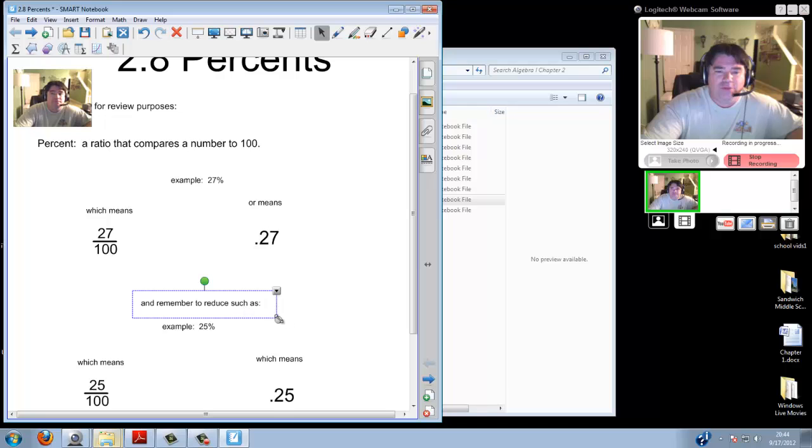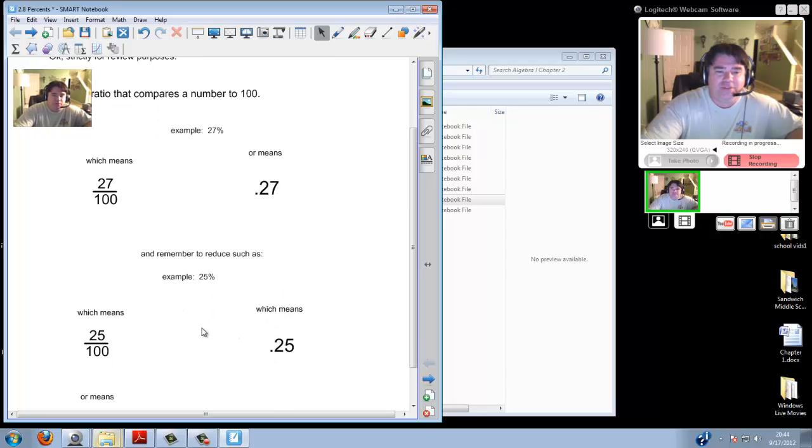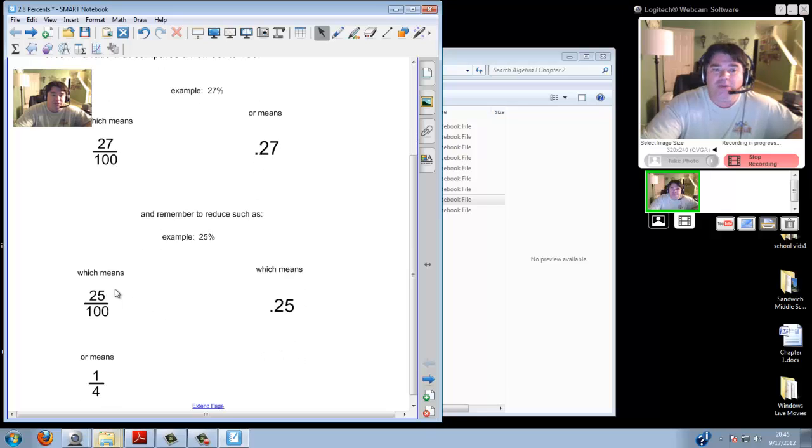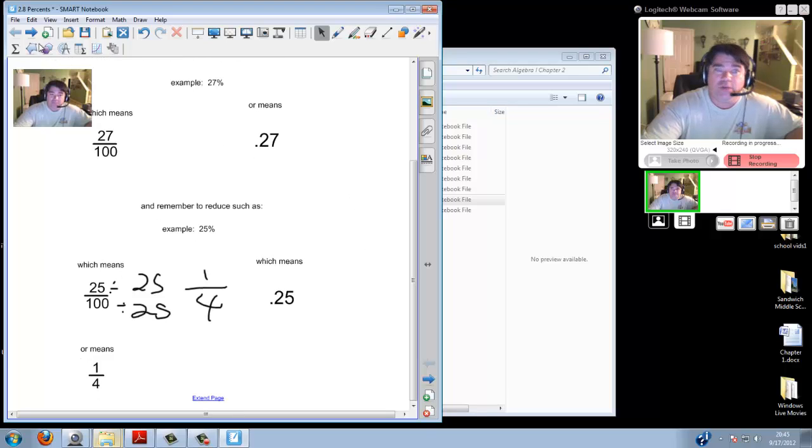Remember to reduce as such. So if I took 25%, 25 over 100, which yes means 0.25, but 25 over 100 could both be divided by 25, as you see here. And 25 divided by 25 is 1, 100 divided by 25 is 4. Alright, so that was entirely page 1.